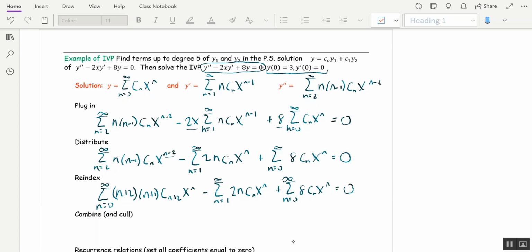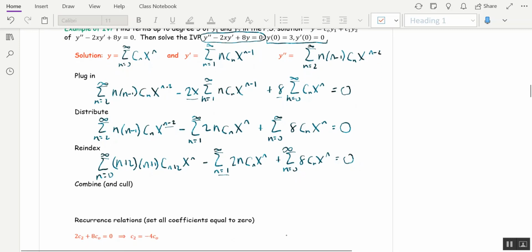Okay, now we can combine at once. We see this guy starts at 1, so we need to start them all at 1. That means I need to take the 0 term out of the first and last power series. If I take the 0 term out of the first guy, I get 2c2. And if I take the 0 term out of the last guy, I get 8c0. So that's my constant term.